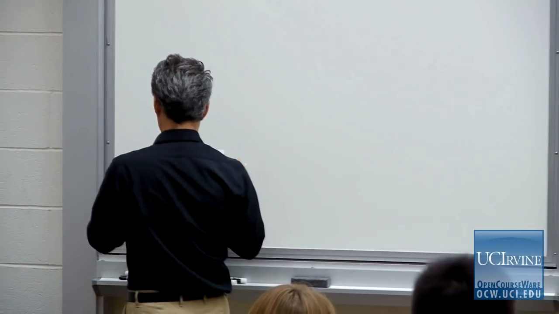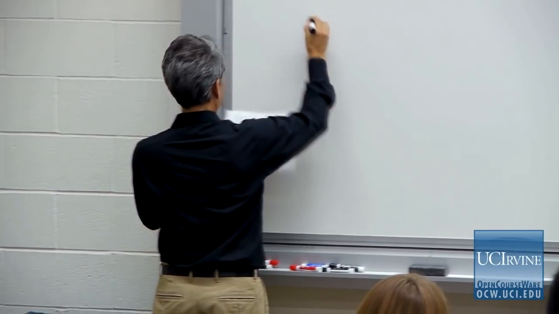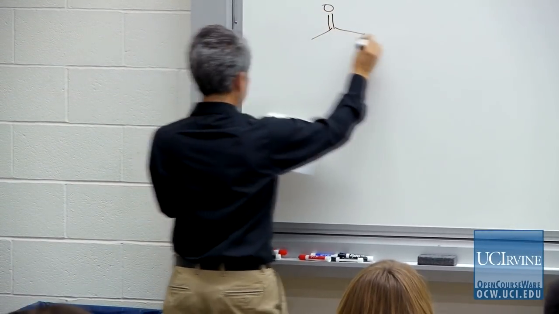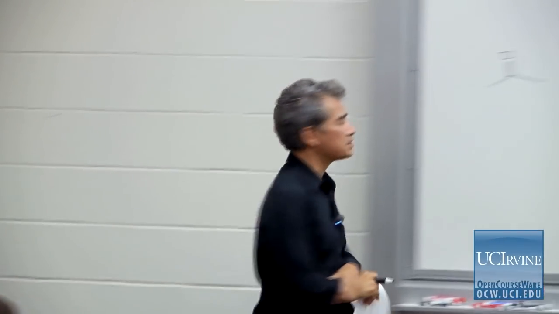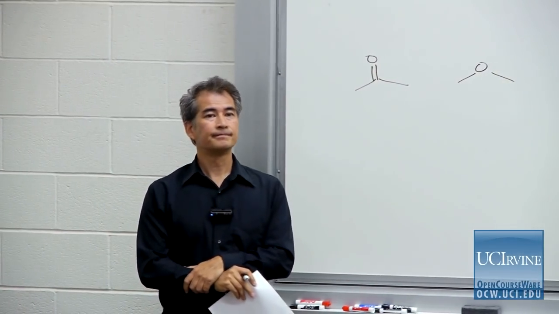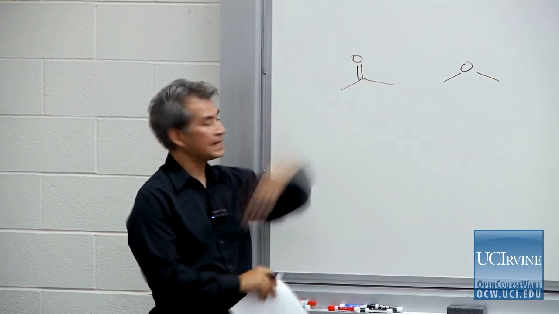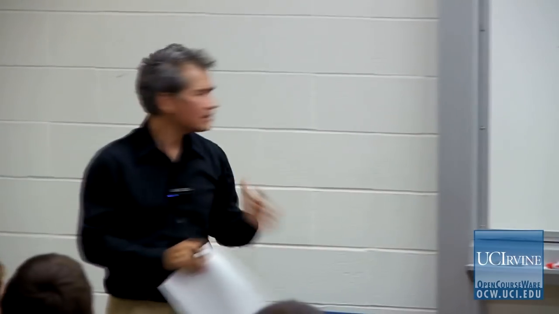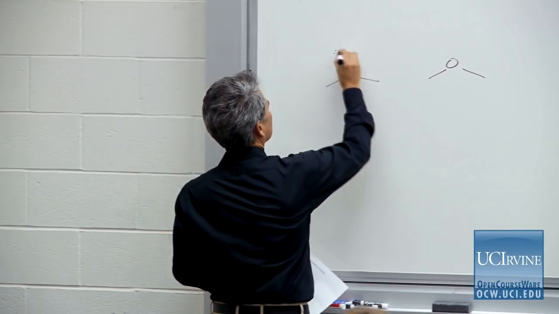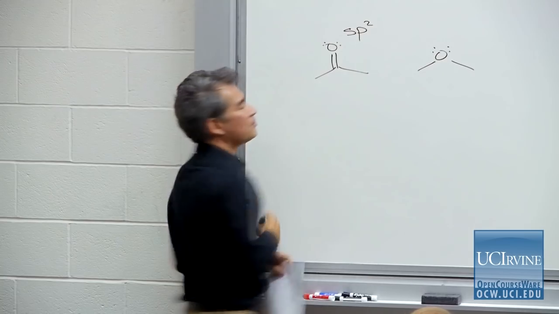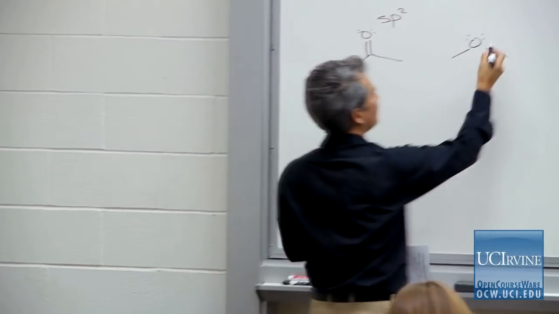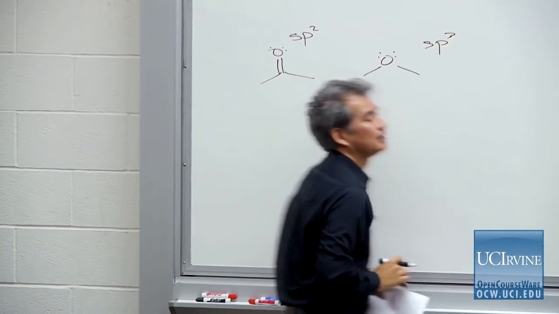Let's make sure we understand these differences. Which of these oxygens is more, I guess what I'm asking is basic? Which of these oxygen atoms would you expect to be more basic? I've got a ketone and an ether. Yeah, the ether oxygen. They both have two lone pairs, but these lone pairs are sp2 hybridized, and the lone pairs sticking off of this oxygen are sp3 hybridized.